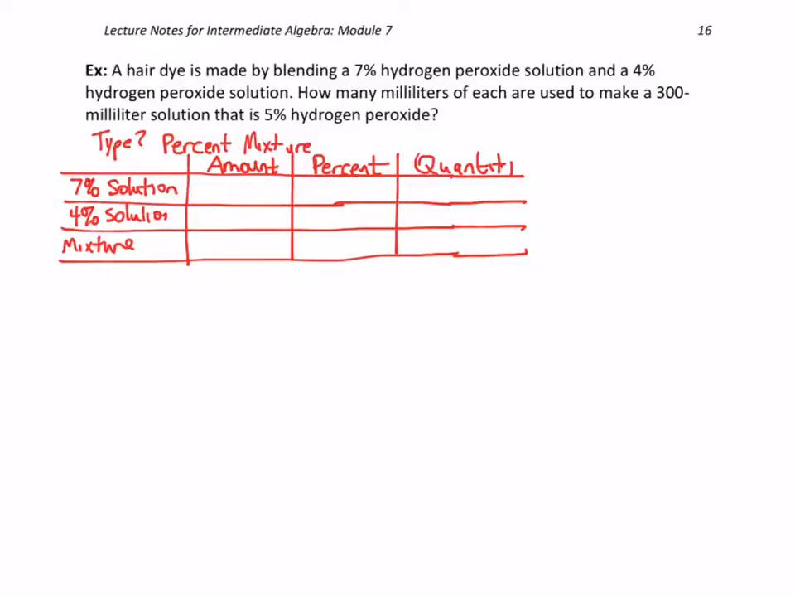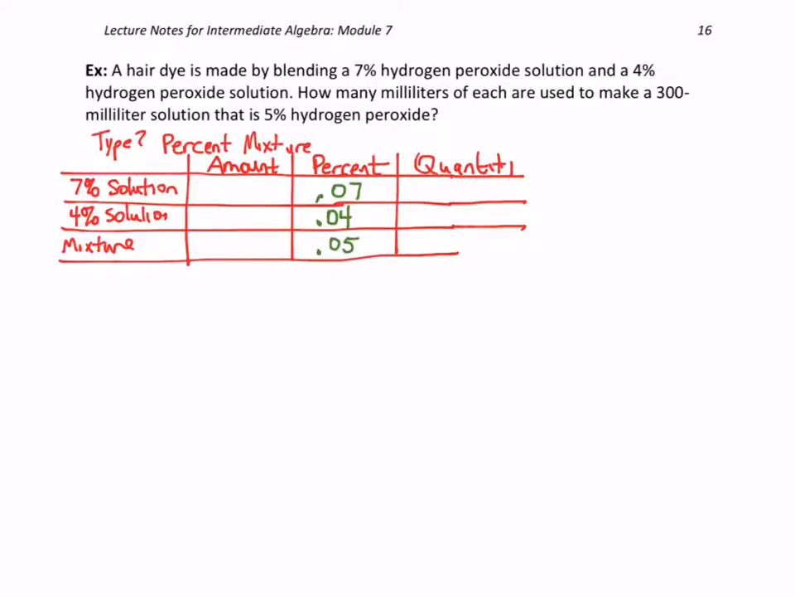So, under percent, that's the first and easiest column, so I'm going to fill that in with what I know. This is 7%. But remember, we're going to plug that in as 0.07. This one's 4%, so 0.04. And then this one is going to be a 5% hydrogen peroxide, so 0.05.